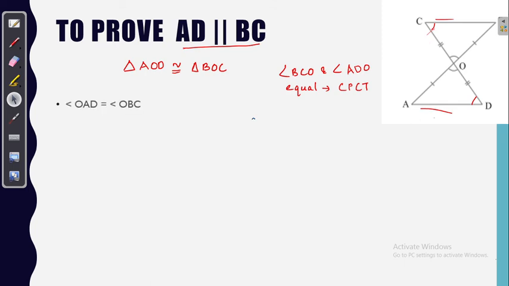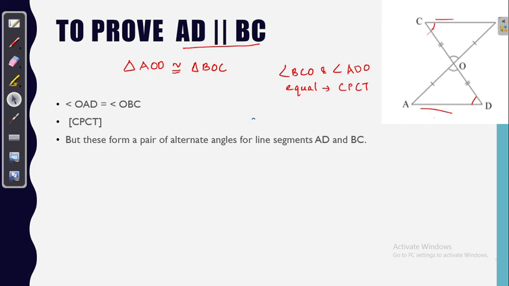So why are they equal? By the corresponding parts of the congruent triangles. Since the corresponding parts of the congruent triangles are equal, these angles are equal. And now these angles are alternate interior angles for the line segments AD and BC, and by the converse of the theorem which we have studied in the last chapter, we can say that AD is parallel to BC.